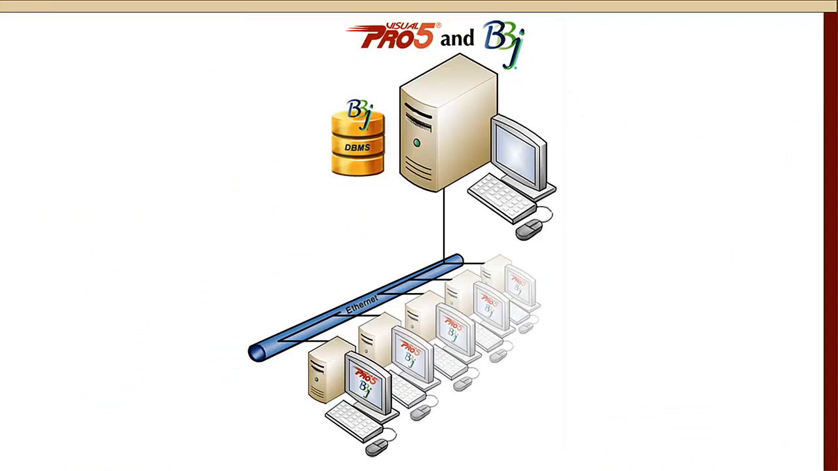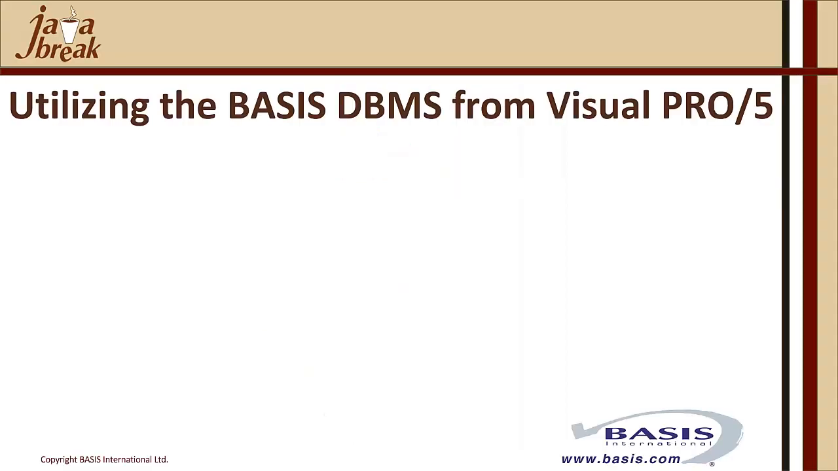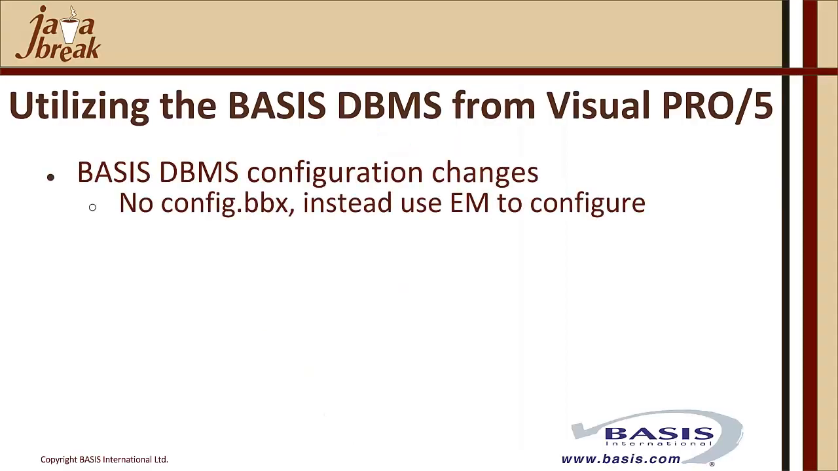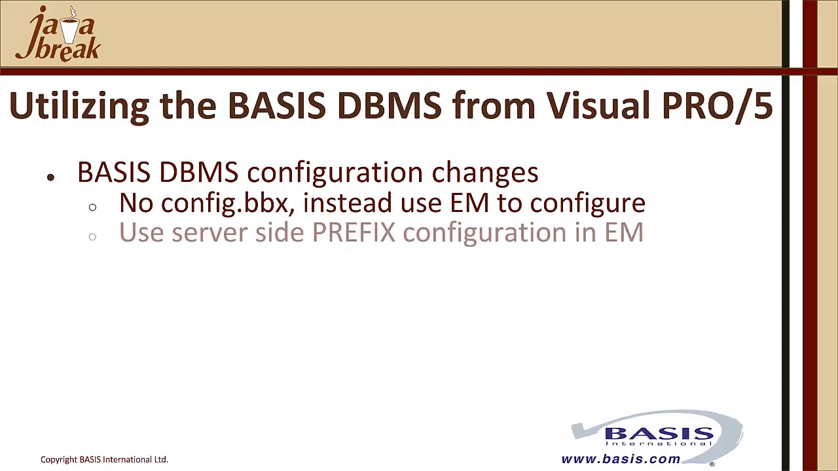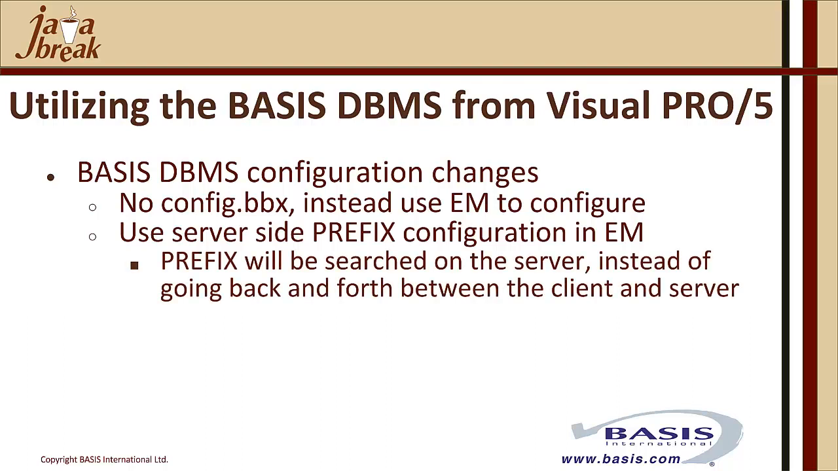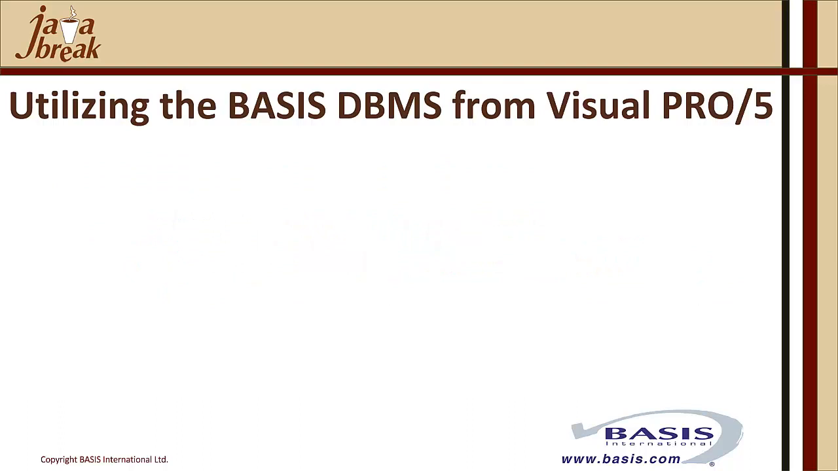So just a reminder, imagine this is you running in Visual Pro 5 and BBJ. All you have to do, again, is to change your data server to BBJ. And there's some database configuration changes. There's no config.bbx for the data server. Instead, you use the Enterprise Manager to configure the BASIS DBMS, the Pro 5 data server functionality. And you use server-side prefix configuration in the Enterprise Manager. What that means is that the prefix will be searched on the server instead of going back and forth between the client and server. So there's better functionality, improved capability.